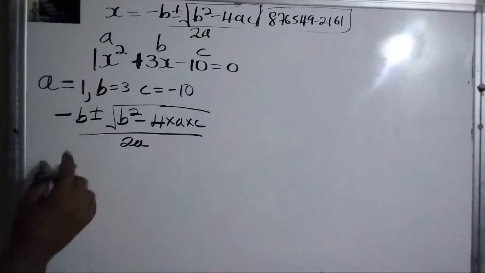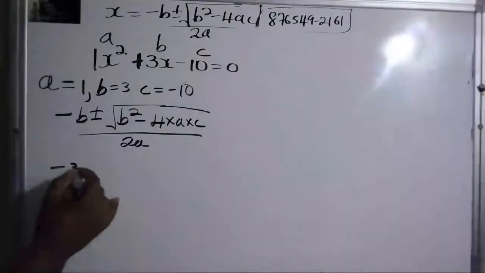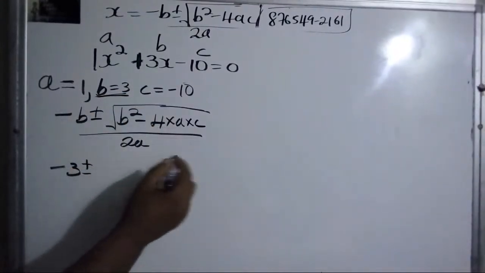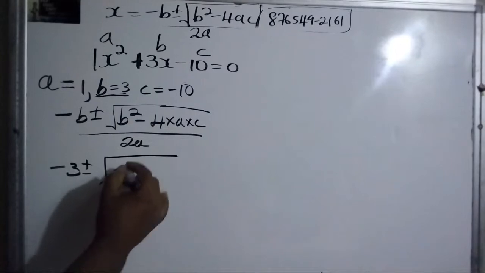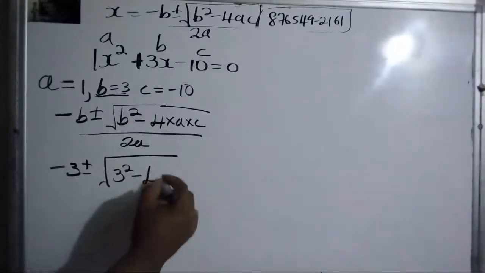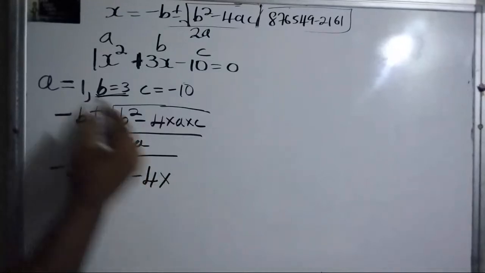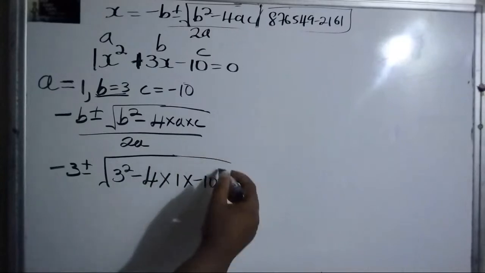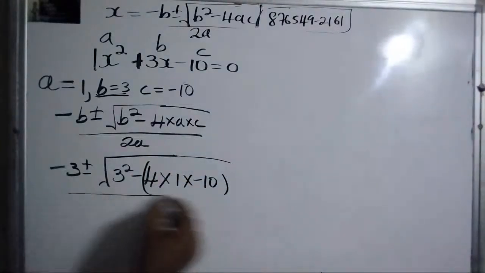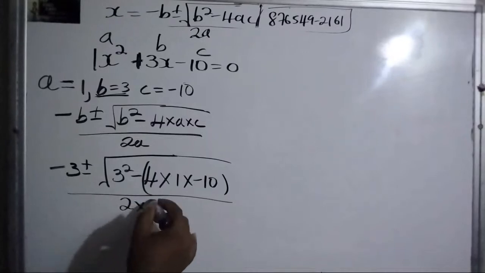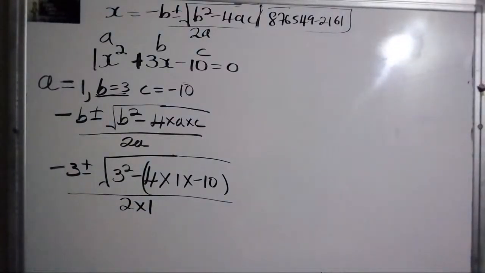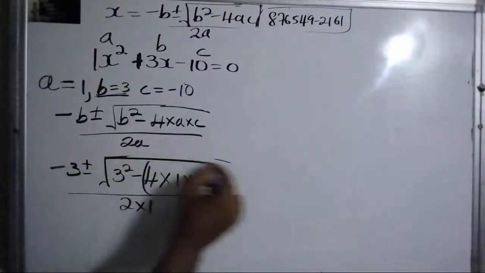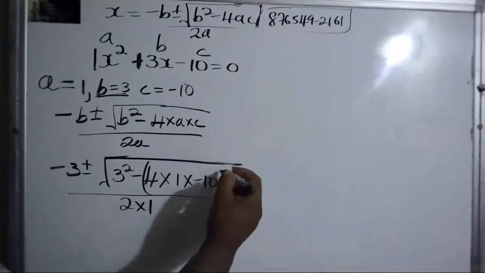So negative b, so that's minus 3. Notice b is 3 this time. Plus or minus the square root of 3 squared minus 4 times a, the value of a is 1, times negative 10. Alright? All over 2 times a, which is 1. So all we did right here is just substitute the values in the equation. We're not doing a calculation yet. Now we can do a little calculation.